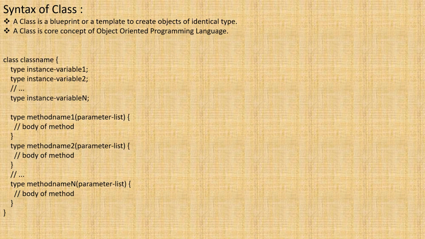A class is a blueprint or a template to create objects of identical type. A class is a core concept of object-oriented programming languages. Given below is the syntax of a class.